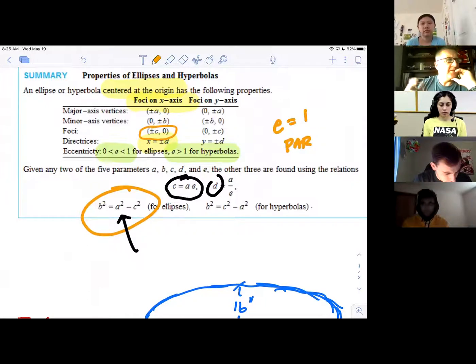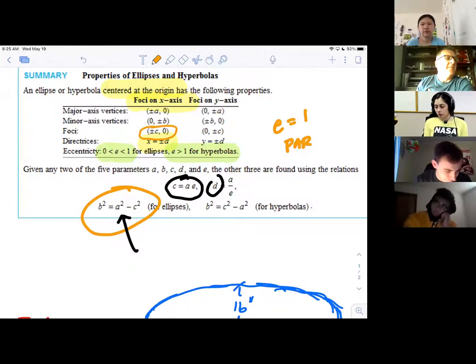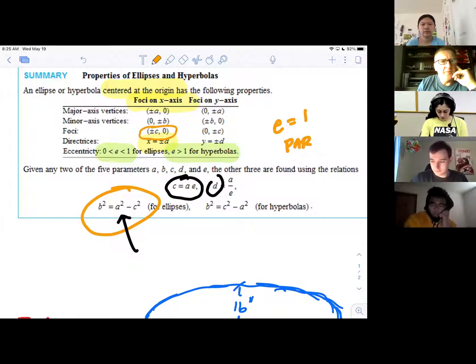So in this way, I can work my way around and figure out what things work. And you'll notice in your assignment, that's kind of the flavor of these questions. They'll just say something like, okay, we know where the focus is and we know what E is. Can you create the equation for the ellipse? That's the flavor of the kind of questions.